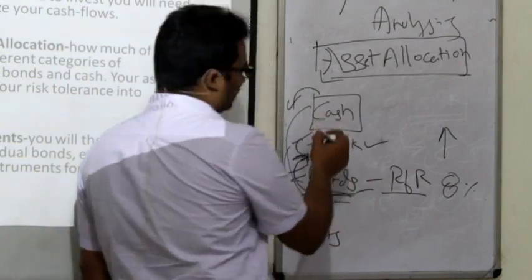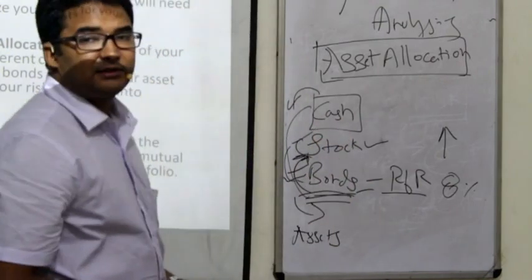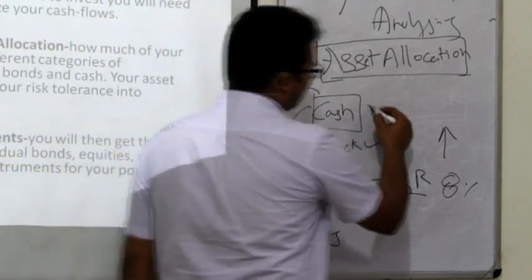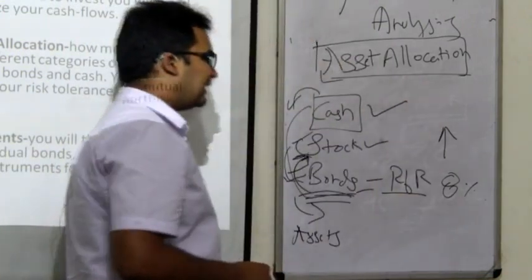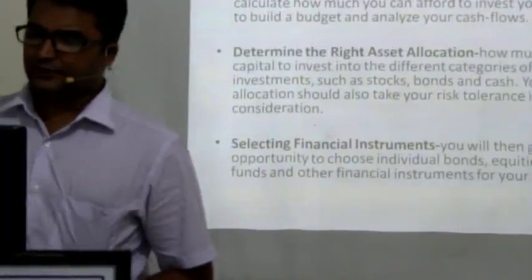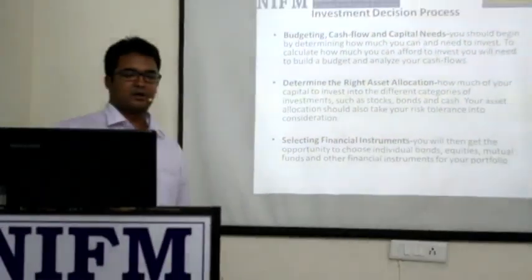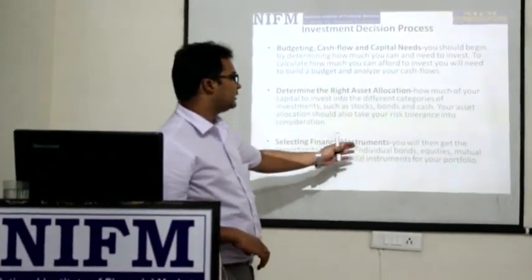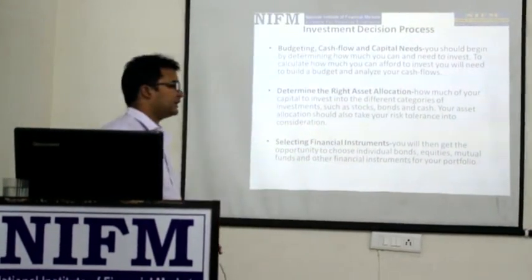But I am talking about stock and bond. Now I am holding certain amount in the cash market also, so to be on the safer side, I'll hold some amount in the cash market also. Selecting financial instrument, you will then get the opportunity to choose individual bond, equity, mutual fund, and other financial instrument in your portfolio.